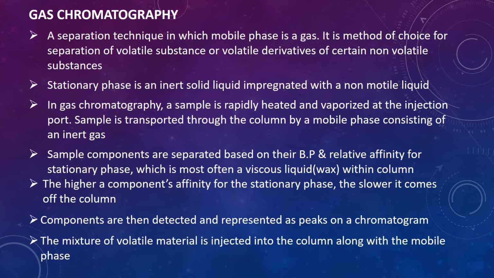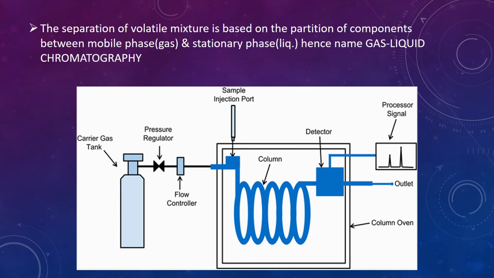The mixture of volatile material is injected into the column along with the mobile phase. The separation of the volatile mixture is based on partition of components between the mobile phase, that is gas, and the stationary phase, that is liquid. Hence the name gas liquid chromatography. The sample of unknown concentration is measured and compared with a standard sample of known concentration, and the standard sample's peak retention time and area are compared to the test sample to calculate the concentration.